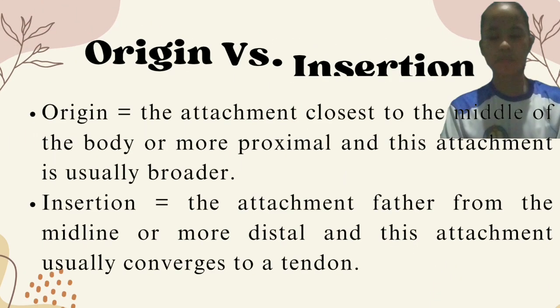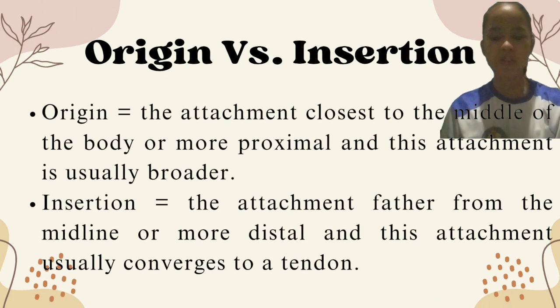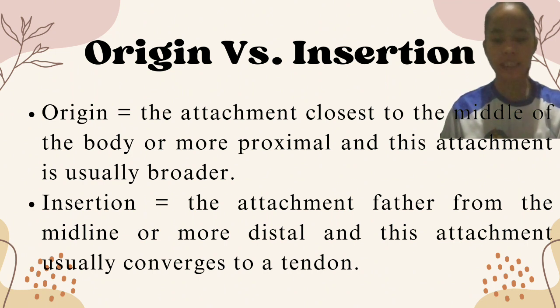Origin versus insertion. The terms origin and insertion are used to describe the points of attachment of muscles in the human body. Origin: the origin of a muscle refers to its attachment point that is closest to the midline of the body, or more proximal, closer to the center. The origin attachment is typically broader and more stable. It is the point from which the muscle begins its contraction.